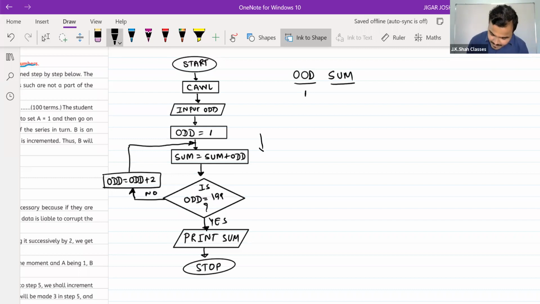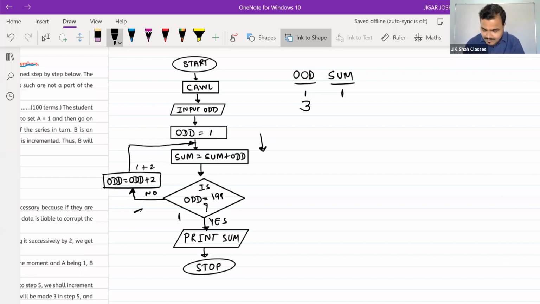But when odd comes here, what is the sum value? Sir, sum is 0. Odd value is 1. So now the new sum becomes what? Sir, new sum becomes 1. Yes or no? Yes, sir. It will ask, is 1 equal to 199? No, sir. So add 1 with 2, and now it becomes 3, sir.